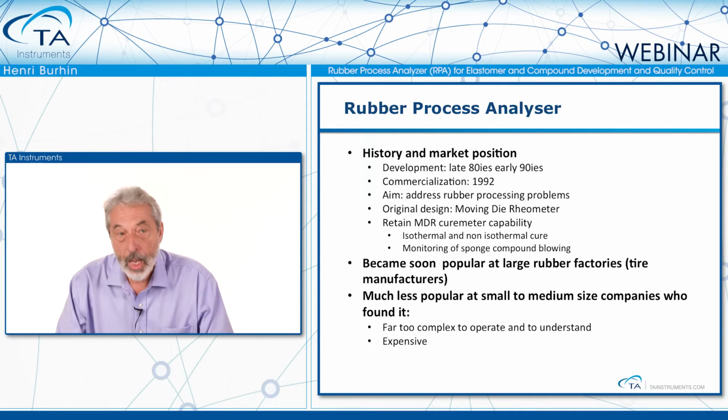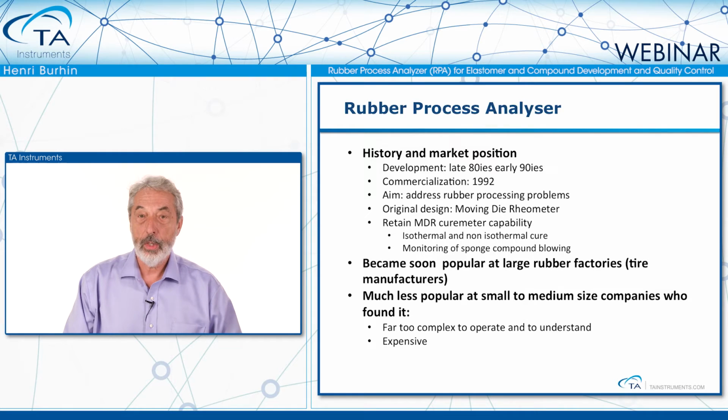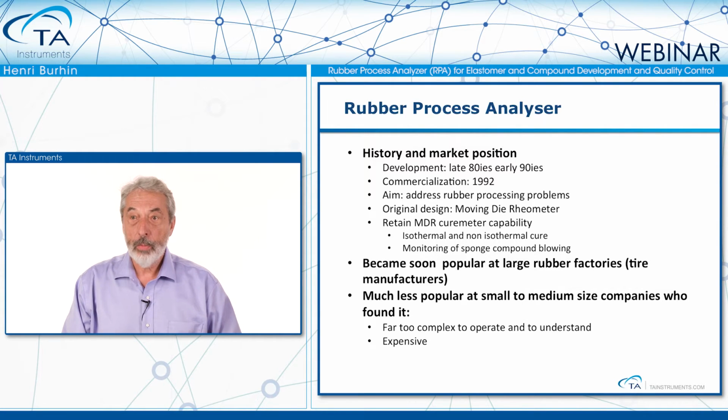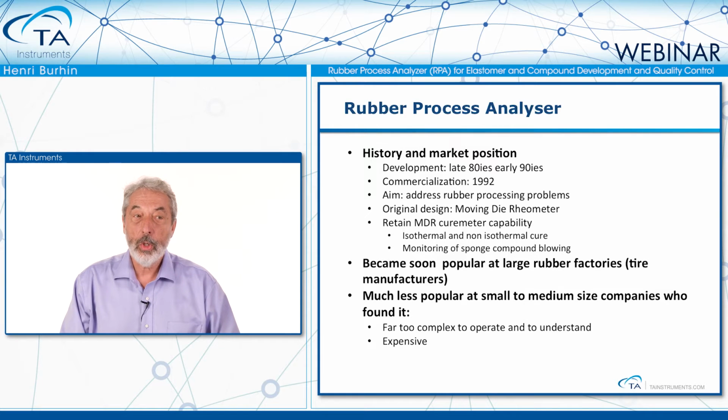The original design was actually based on the moving die rheometer. That means it's a rheometer where the rotor had been removed and the bottom die is oscillating. The instrument had to retain MDR Q-meter capability. That means it could run isothermal and non-isothermal cure, and also monitor sponge compound blowing.